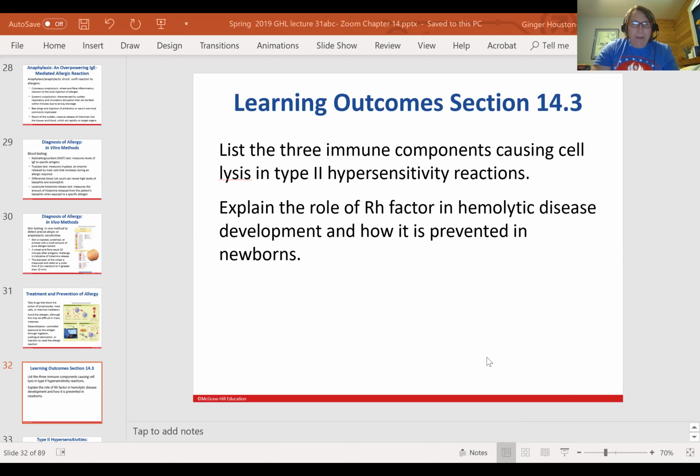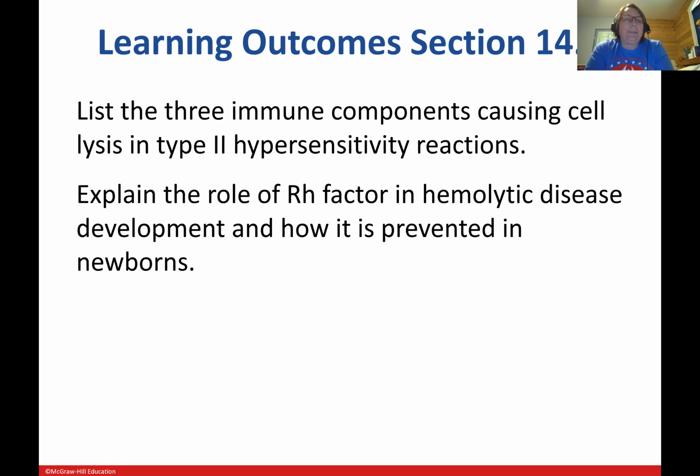Okay, we are going to pick up chapter 14 with slide number 32 and start talking about section 14.3. Okay, so we are going to list the 3 immune components which cause cell lysis in a type 2 hypersensitivity reaction and explain the role of Rh factor in hemolytic disease development and how it's prevented in newborns.